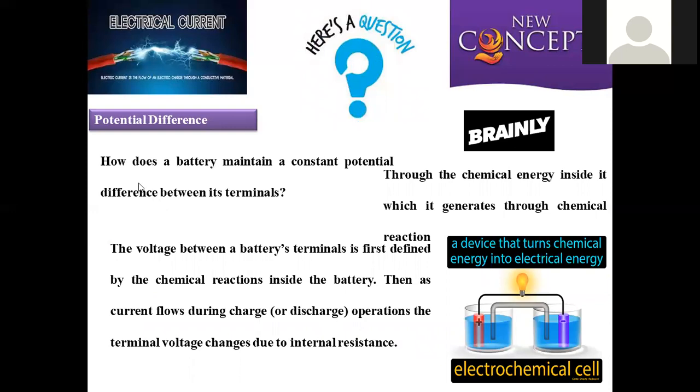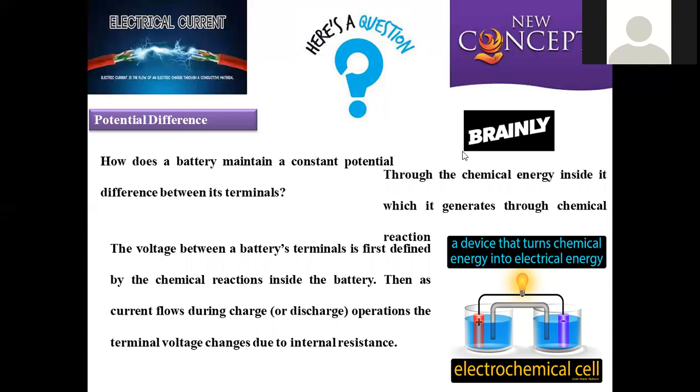And we have one question. How does a battery maintain a constant potential difference between its terminals? For example, if you are taking a battery and discharging it continuously, after some time, what will happen? While continuously discharging, it should lose energy and should completely become a non-working condition. But this doesn't happen until the complete discharge of the battery. How can we maintain that potential difference in equilibrium between the two terminals of that battery? So this is the question.